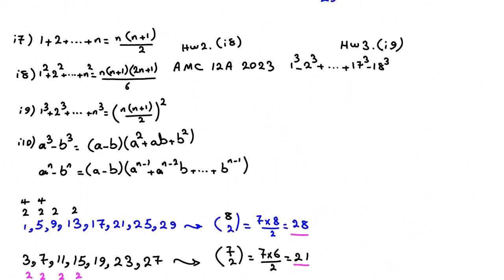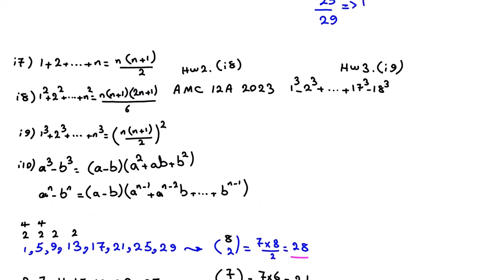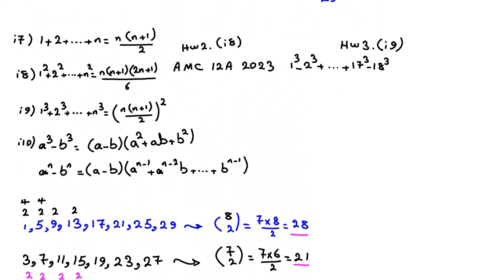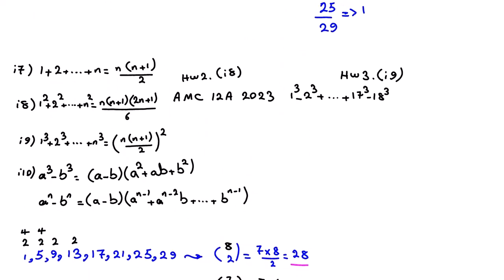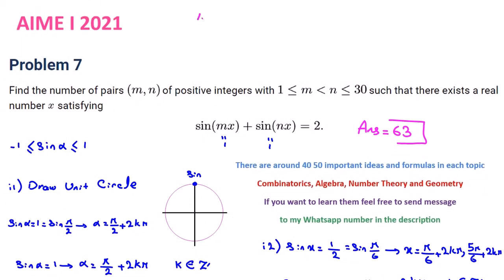I've told you one homework, homework 1, homework 2, homework 3 from AMC. Let's see how many ideas did we consider. 10 ideas and 3 homeworks. Okay, so in this problem, we've considered 10 ideas and 3 homeworks.